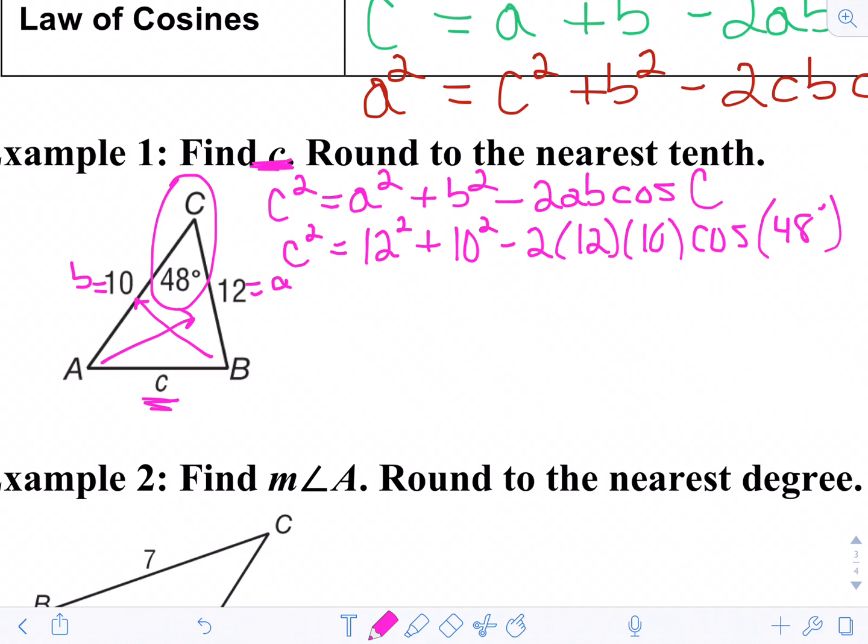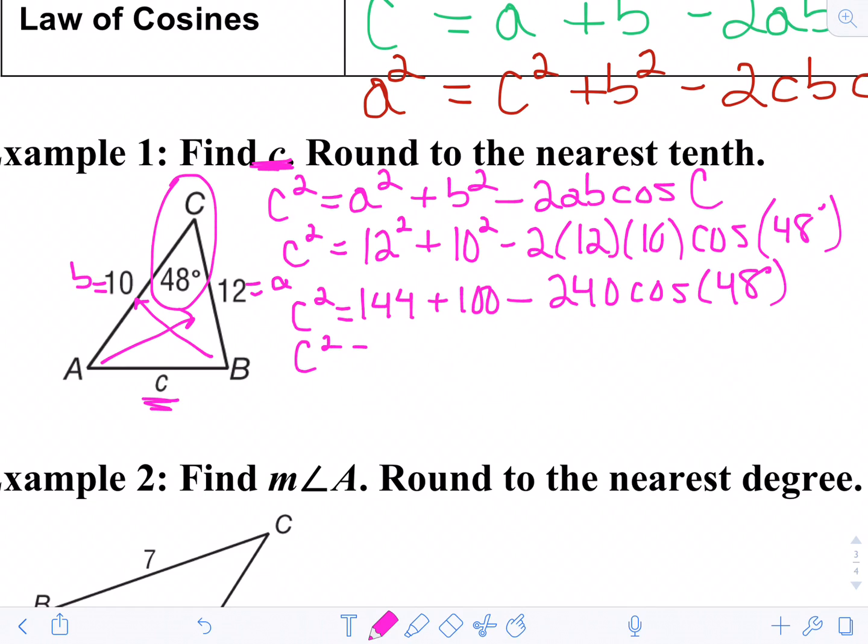All right, so here we go. C squared is equal to 12 squared is 144, 10 squared is 100. 2 times 12 is 24, 24 times 10 is 240, and then we have cosine of 48 degrees. So we have c squared is equal to, now I'm going to combine these, 144 plus 100 is 244, minus 240 cosine of 48 degrees.